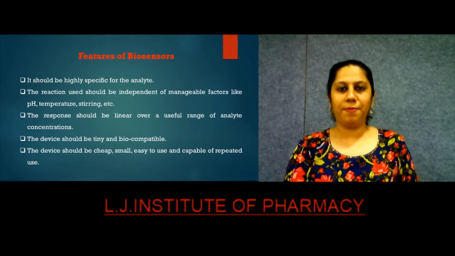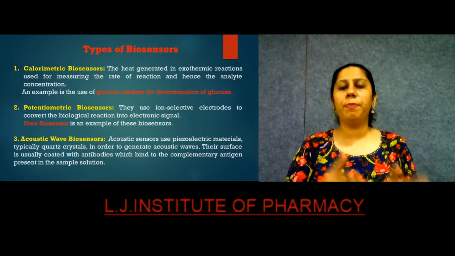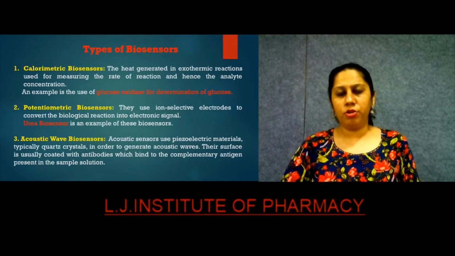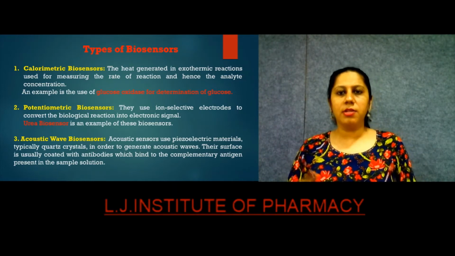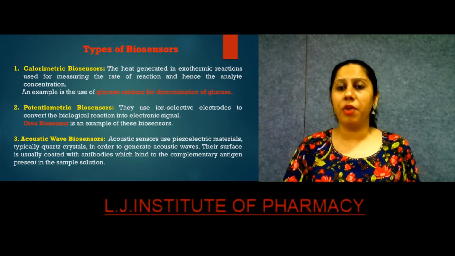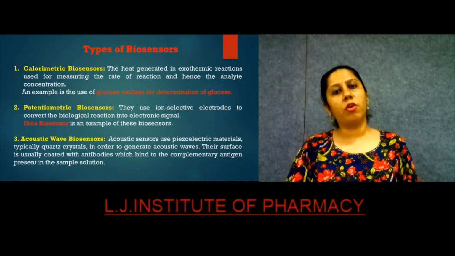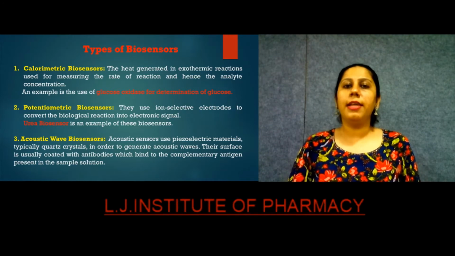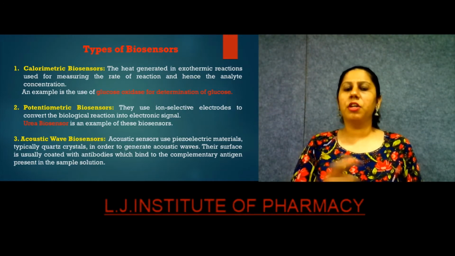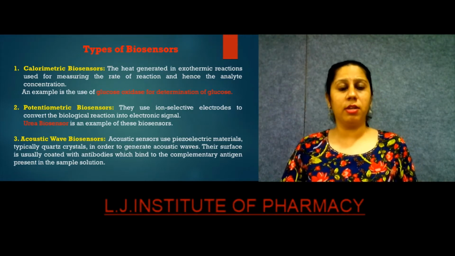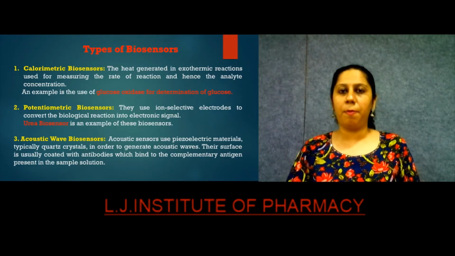So you have different types of biosensors depending on the principle used to analyze the signal. First, you have the calorimetric biosensors, which are based on the heat generated during an exothermic reaction. An example is the use of glucose oxidase for determination of glucose. Then you have potentiometric biosensors, in which electrodes convert the biological reaction to an electric signal. Urea biosensors are an example of this type.